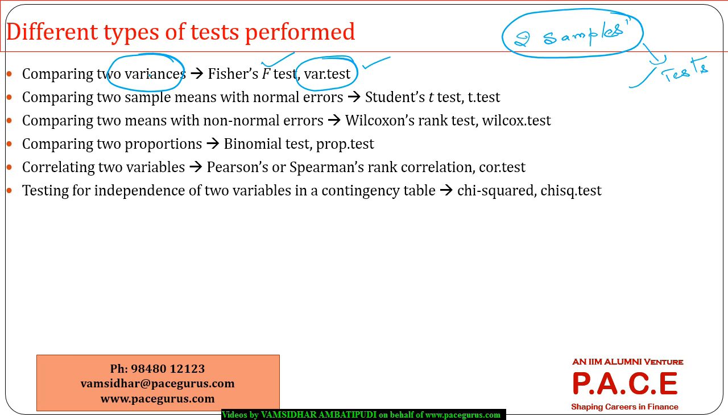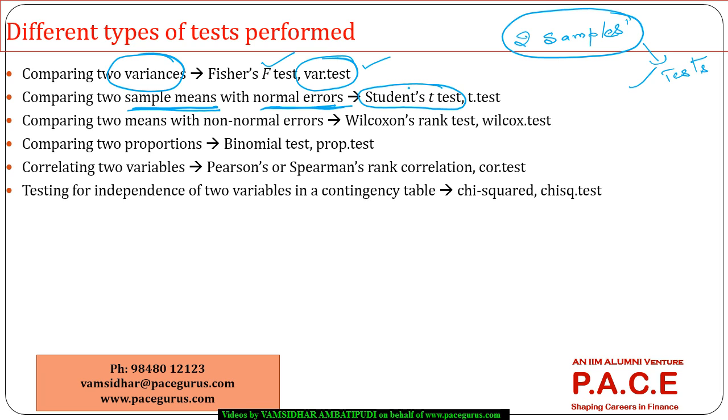Wherever my objective is to compare the variance between the two groups, I would typically use a Fisher's F test, which is executed through the var.test command in R. Similarly, if I have two different groups and I want to compare the sample means between the two groups, but the sample means have normal errors. The errors are normally distributed, and outliers are not there.